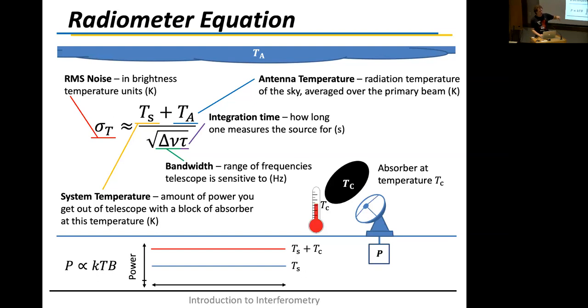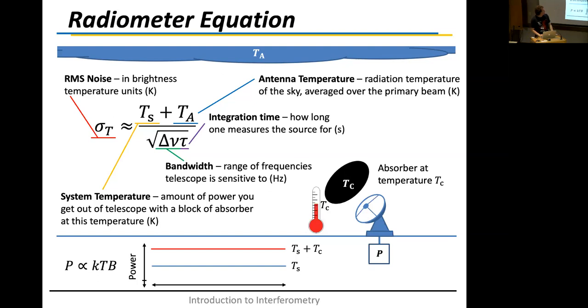So you can imagine that this is physically related to the temperature that what we call the calibrator load would have to be in order to double the power coming out. It's basically a very nice, easy, convenient way to describe what the system noise is in a way that we can actually physically measure. You can put a hot load in, you can heat something up, you can cool it down with liquid nitrogen. This is something that we actually do.